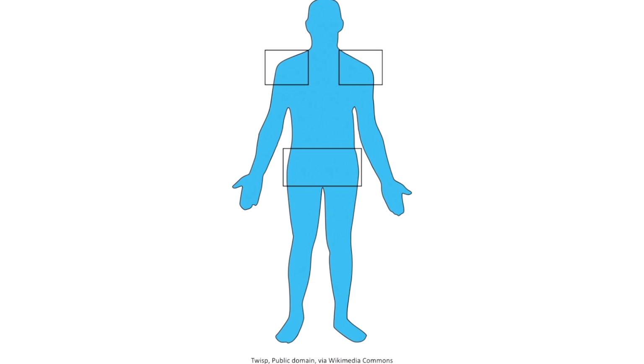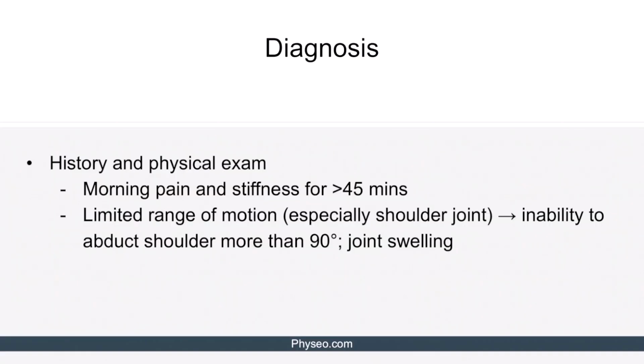And here's an image that shows the classical locations affected in polymyalgia rheumatica. These include the shoulders bilaterally and the pelvis or the hips. Polymyalgia rheumatica can be essentially diagnosed clinically with laboratory evaluations supporting the diagnosis. So think about what they're actually presenting with and what they describe to you. Patients classically report morning pain and stiffness, and that typically lasts for more than 45 minutes. And the physical exam will reveal limited range of motion, particularly in the shoulder joint. So especially ask about that.